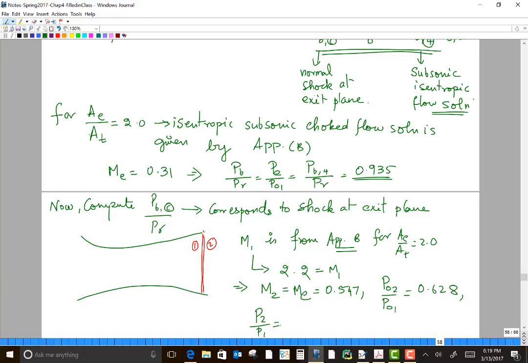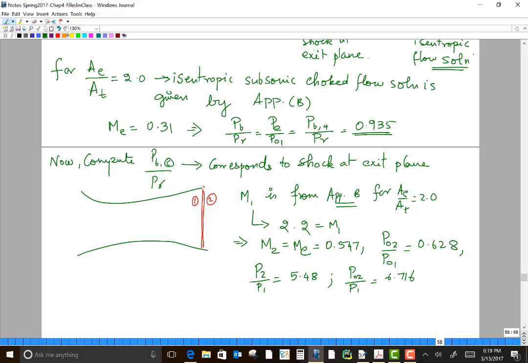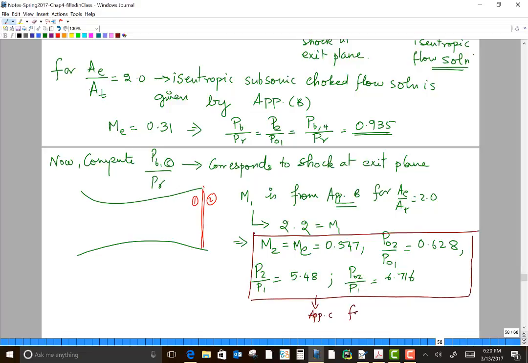P2 by P1 equals 5.48, and P02 by P1, okay, is 6.716. Okay, so these are the values that I get from my appendix C. So let me box these values up. This is the value from appendix C for M1 equals 2.2.